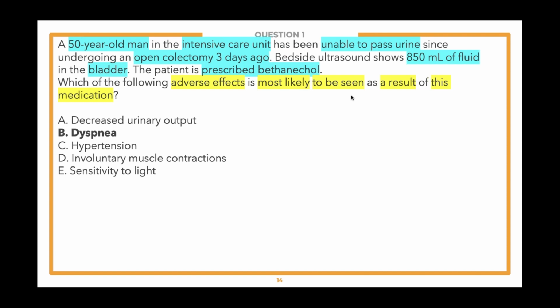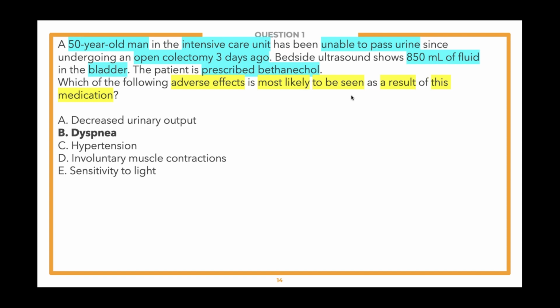But once again, if you focus on what we talked about today with that M3 receptor and the mechanism of action of how these drugs work, you can answer the why and what will happen afterwards. As far as sensitivity to light goes, we talked about bethanechol causing miosis and also accommodation. Therefore, it's really unlikely to cause sensitivity to light. Decreased urinary output, we said that M3 makes you pee, so that's the opposite. We're actually giving them this medication for that exact reason, to increase that output. So that is the incorrect answer for that reason.